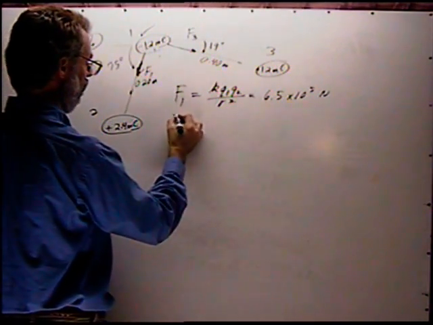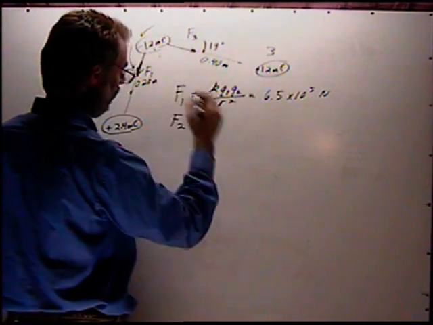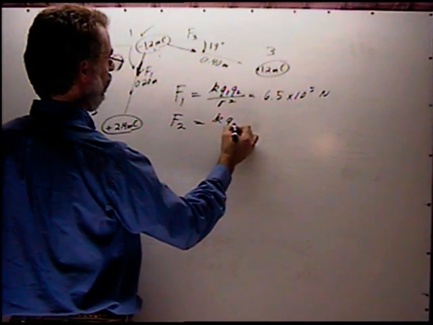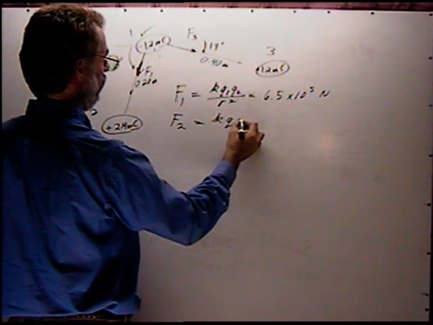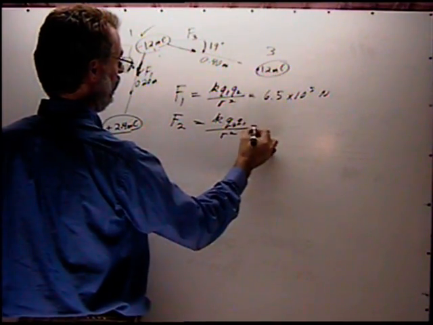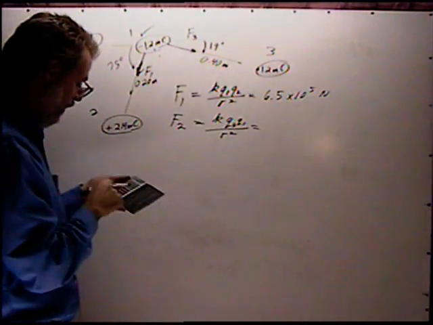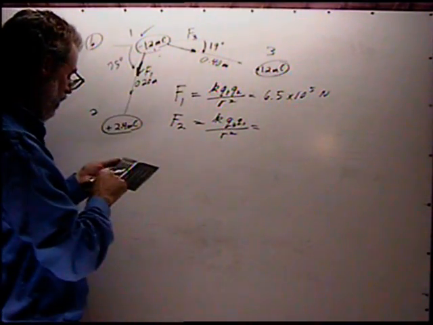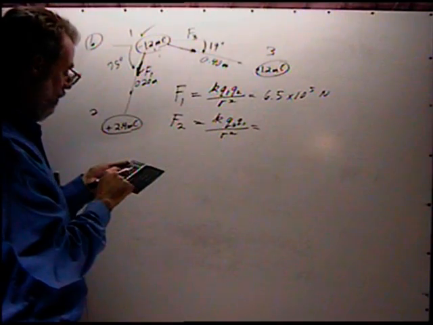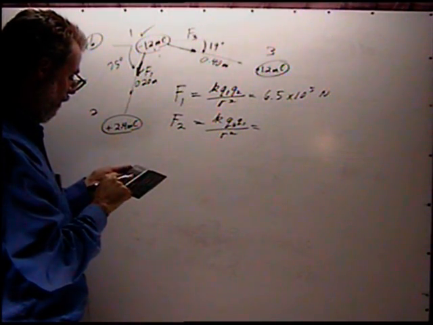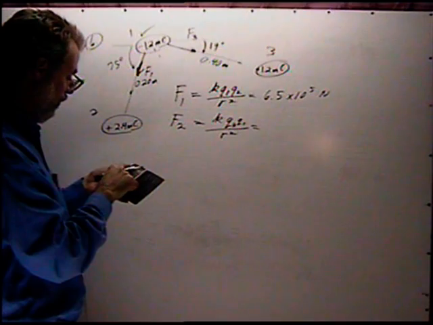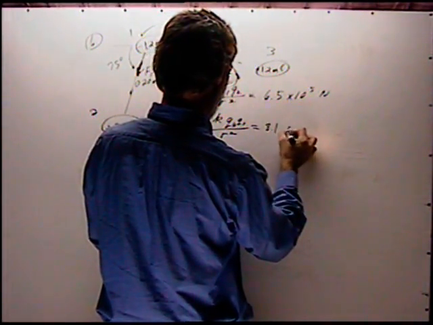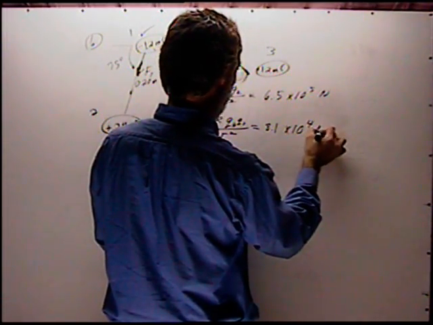Okay. Now, force 2 is Q3 times Q1 over R squared, and this force is going this way. That's 9 e to the 9th times Q1 times Q3 divided by 0.4 squared, and I get 8.1 times 10 to the 4th newtons.